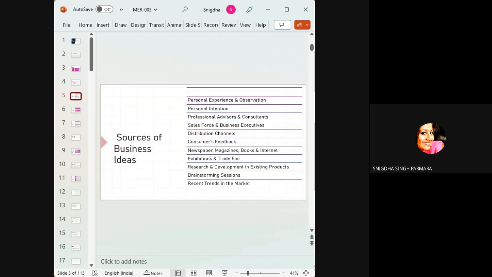Sales force and business executives who are directly venturing out in the market, who deal with customers, who are associated with customers, can come up with certain ideas. While demonstrating a product to the customers, they might come across a difficulty, a problem that pertains to the existing product. So it is from there that they could come up with some idea.